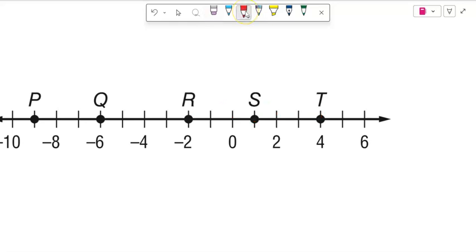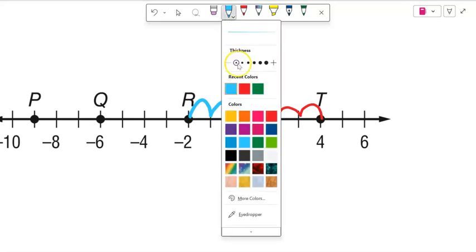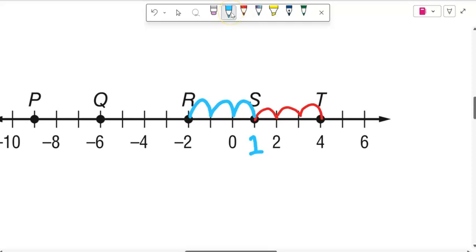So 3 from my endpoint T and 3 spots from my endpoint R would land me where? At point S, or the number 1 on the number line, right? Okay, so simple enough there.